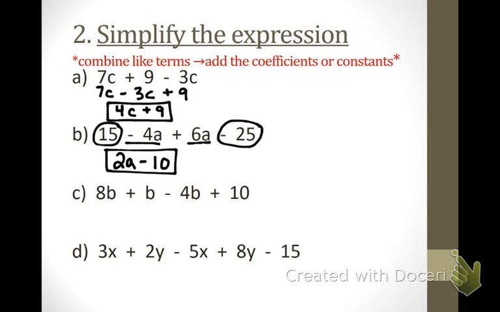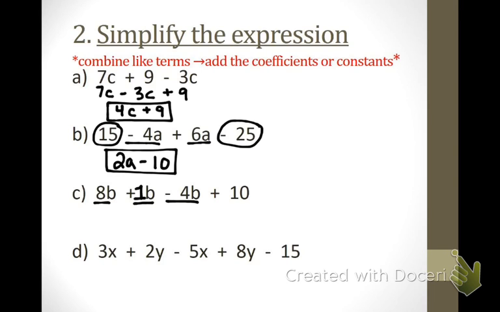Problem C says 8b plus b minus 4b plus 10. First thing, let's underline like terms. 8b and negative 4b. Oh, and 1b. Thank you for saying 1b. If you want, you can put a little 1 in there so we have understood there's only 1b there. So the coefficient is going to be a 1. Okay, anything else that's alike? No, plus 10 is all by itself.